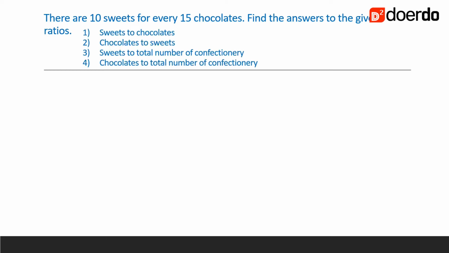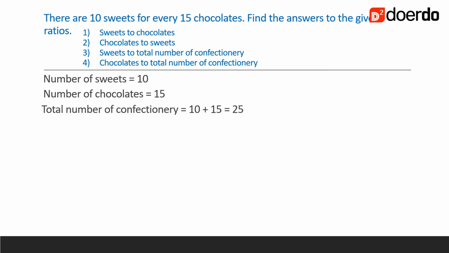Let's start with the statements. The total number of sweets is 10. The total number of chocolates is 15. We begin by determining the total number of confectionery. That is 10 plus 15 is equal to 25.